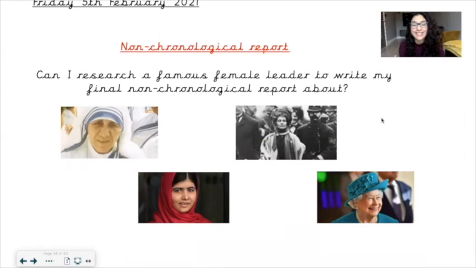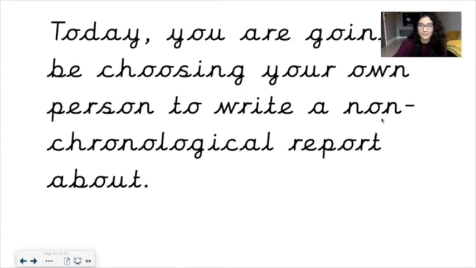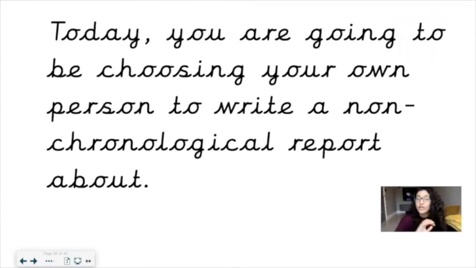For your English lesson today, the learning objective is, can I research a famous female leader to write my final non-chronological report about? Our two non-chronological reports have been focused on strong female leaders, both past and present. Today, you are going to be choosing your own person to write a non-chronological report about.